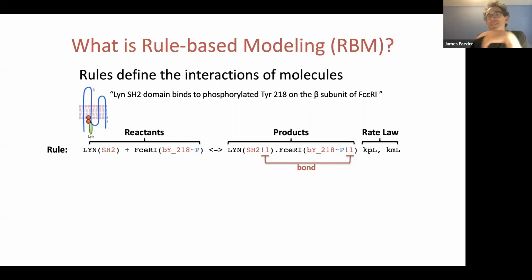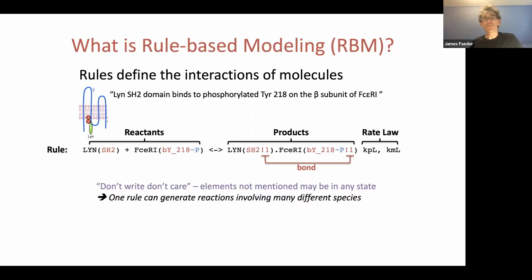So rate laws. We already talked about rate laws before. The default assumption is mass action kinetics. These represent constants in this case, although they can equally well represent functions. In the BioNetGen context, we can make the rate laws arbitrarily complex.